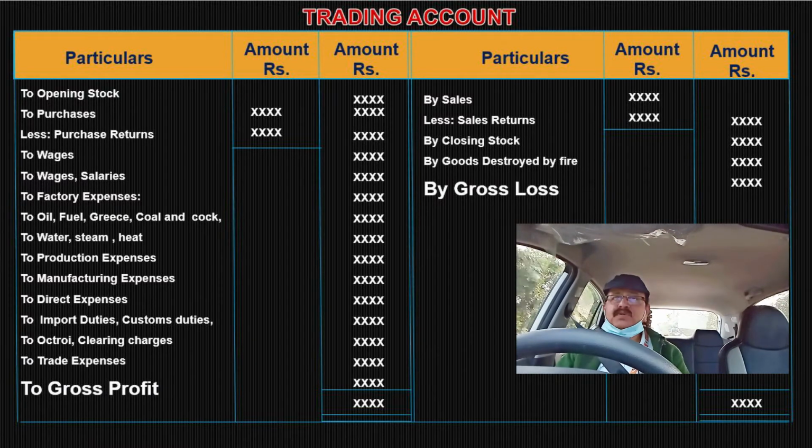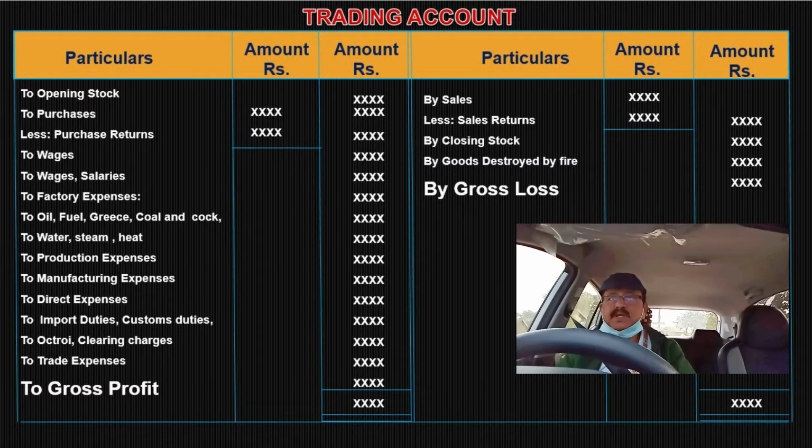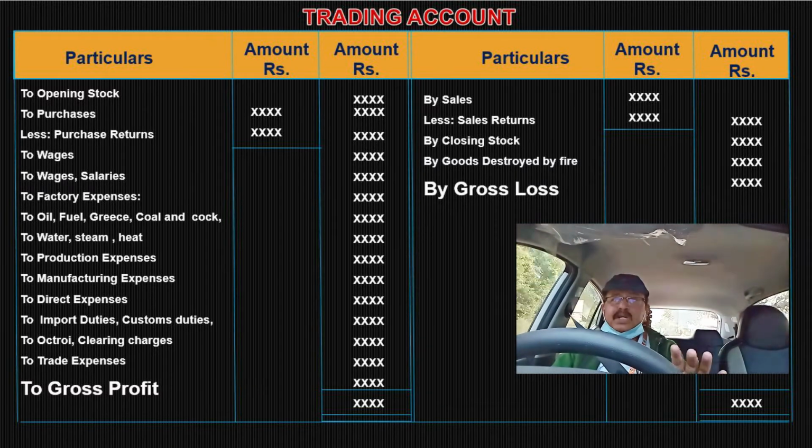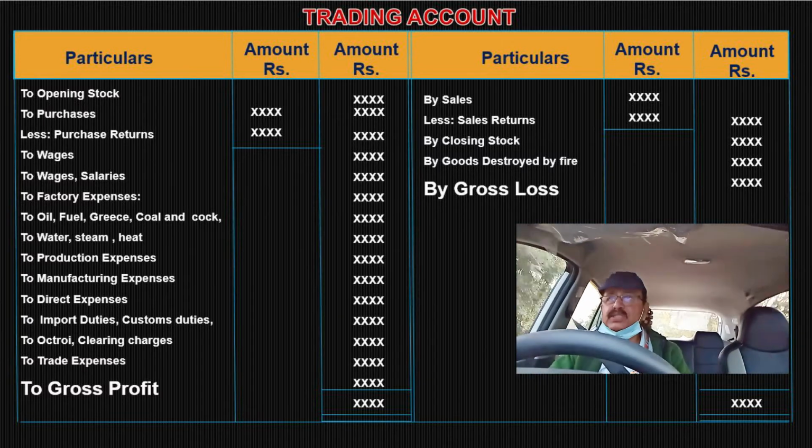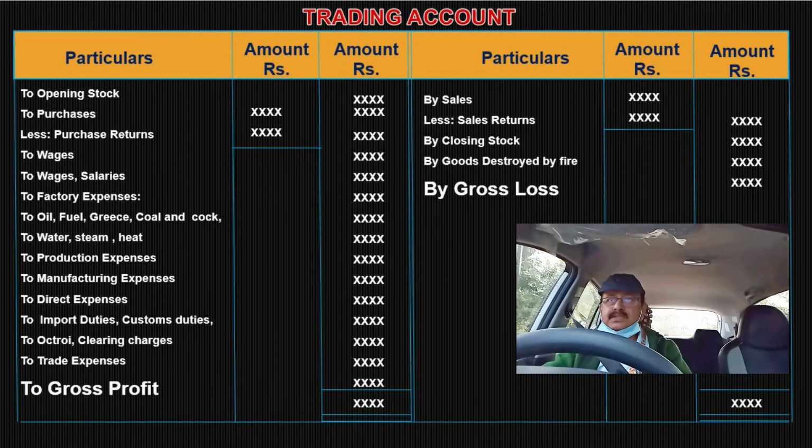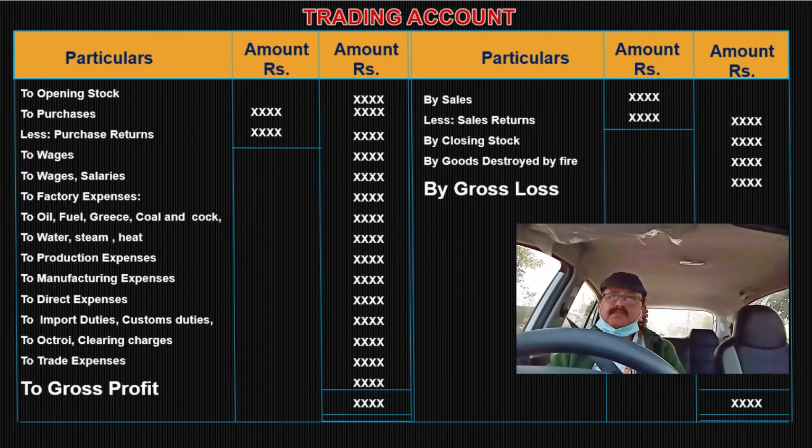Then the second item we should write is purchases. There are one purchase, there are two purchases. Sometimes cash purchases will be given, and sometimes credit purchases also will be given. So cash purchases and credit purchases both we should add, then we should minus purchase returns from the total purchases, right? This is the first thing. If there are no returns, don't worry, directly show the purchases in the outer column, right?